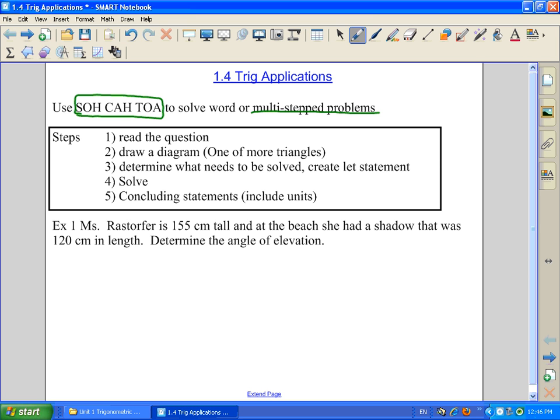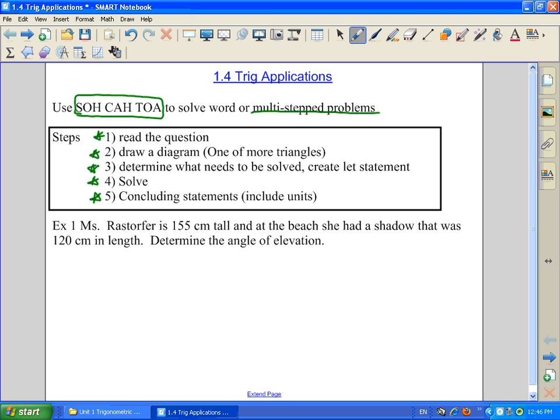So here are our steps. Number 1, read the question. Number 2, draw a diagram, and you may have one or more triangles, which should be included in your diagram. Number 3, determine what needs to be solved and create a let statement. Number 4, compute that solution. And number 5 is a concluding statement, and make sure you include your units.